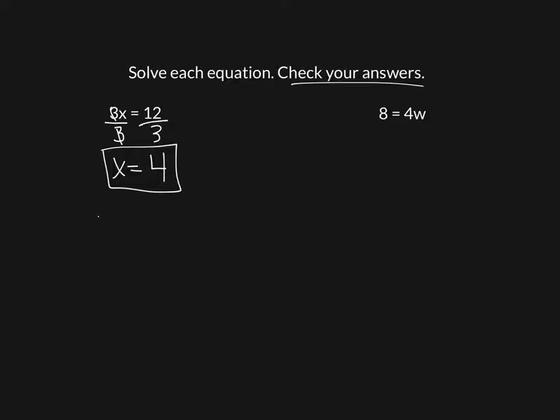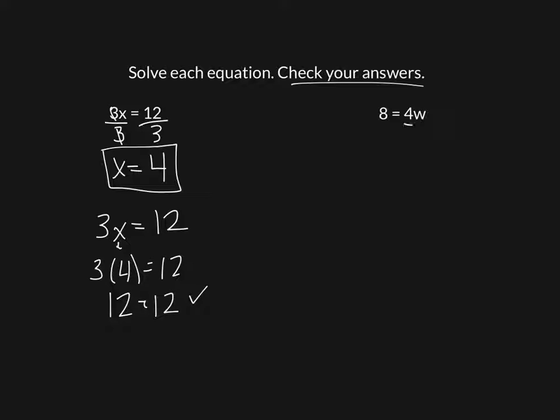So I'm going to write down my original equation, 3x equals 12. Instead of the x, I'm going to put a 4 in parentheses. That's going to equal 12. Then I would say 12 equals 12. Check. I did my work correctly. So let's look at this second one over here. 8 equals 4w, or 4 times w.